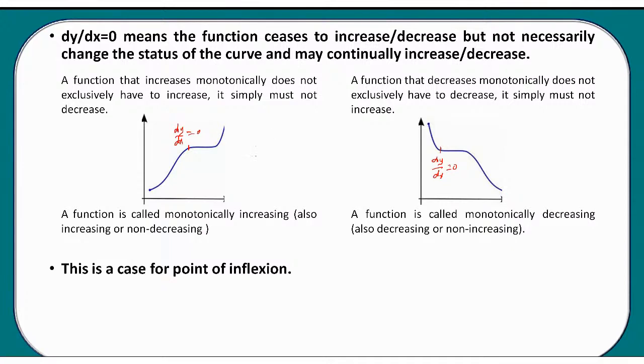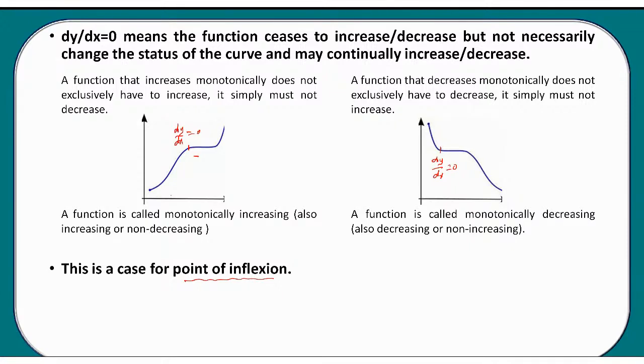So dy by dx equal to 0 means maybe an increasing function, maybe a decreasing function, or it may not necessarily be that the status of the curve changes from one state to another state. That means in the third case, it is called a point of inflection. When the status of the curve does not change from one state to another state and dy by dx equal to 0, then we say that it is a point of inflection.